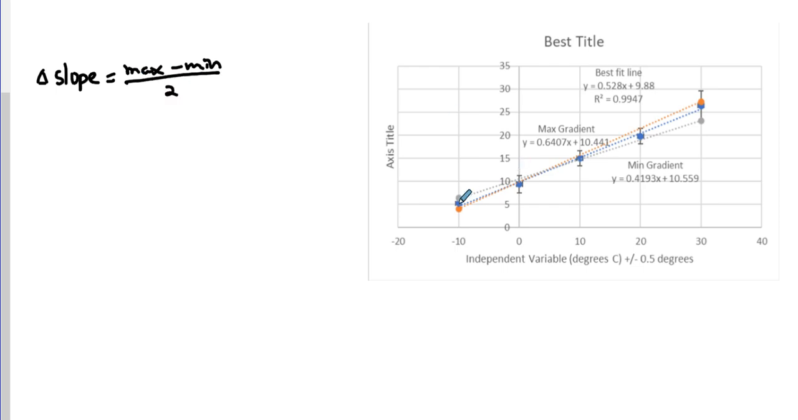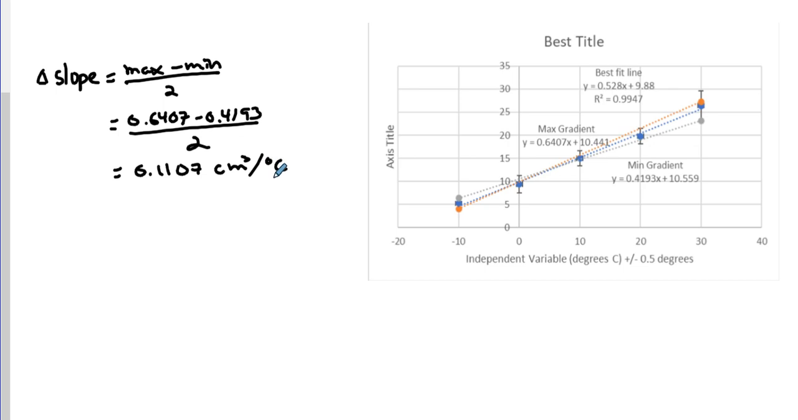And really what this is looking at is how big could it possibly be? How small could it possibly be? The range between the two, the difference, right? And then we're looking at half that because that'll be our plus minus value. So the max here is 0.6407. Again, I'm not concerned about significant figures at this stage. I'm going to use exactly what Excel gave me here for my max. I'm going to then subtract the minimum value, the slope here, which is 0.4193. And we want to take that and divide by 2. And when we do that, we get a value of 0.1107. This also has units. And again, the units are the rise values, the centimeters cubed, over the degrees Celsius. Excellent. So that is our error in the slope.